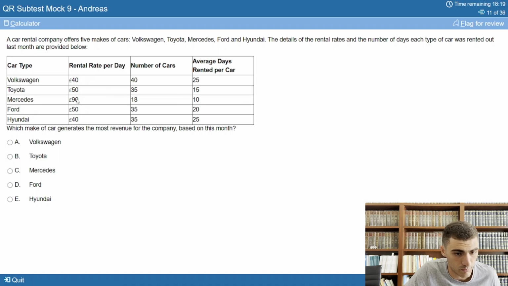We can compare Mercedes with Ford. So think of 90 as 45 times 2 and use that to multiply 10 by that. So 10 times 2 is 20. So they are the same. This one is greater for Ford. So Ford is greater than Mercedes. So it's either Volkswagen or Ford.